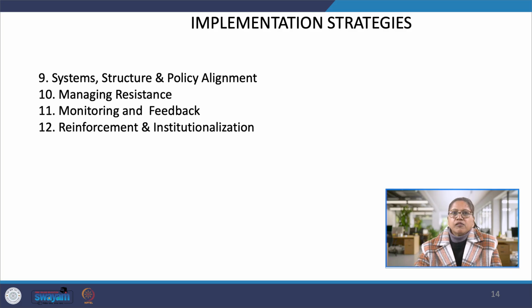Collect feedback through surveys, pulse checks, and several other mechanisms. Adjust implementation based on insights. Then, reinforcement and institutionalization. Reinforce new behavior through recognition and rewards through incentives. Update standard operating procedures, job descriptions, and leadership expectations about how the work should be performed. Make change the new normal.